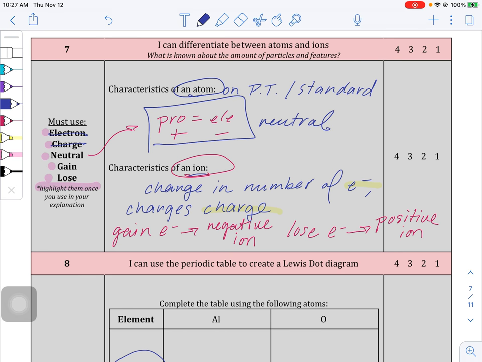But here in an ion, we notice that electrons are changing because some are being gained, some are being lost, and so that changes the overall charge, making it an ion.